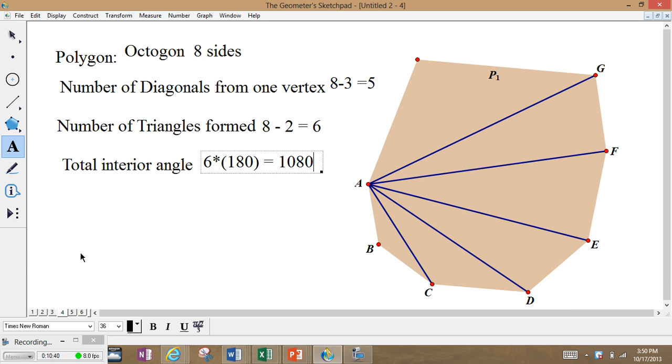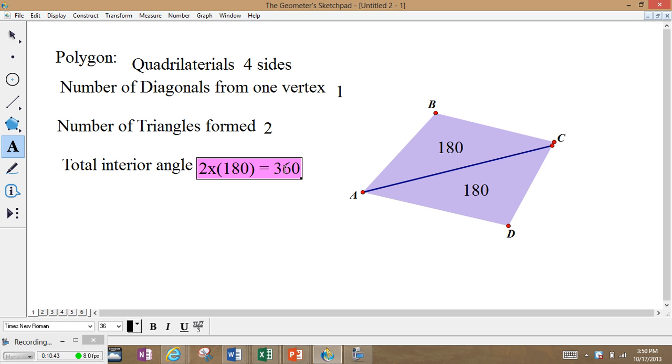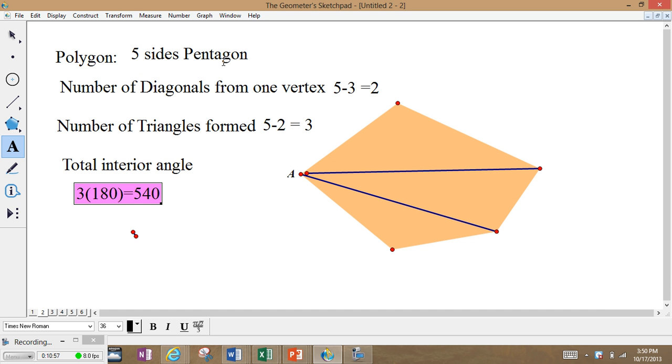Now let's generalize this. Going back, the quadrilateral has 4 sides, 1 diagonal from each vertex, separating it into 2 triangles, each with 180 degrees, for 360 degrees total. The pentagon has 5 sides. The number of diagonals drawn from each vertex was 2, which is 3 less than the number of sides. The number of triangles formed was 2 less than the number of sides, so 5 minus 2, or 3. The total interior angle was 3 times 180, or 540.